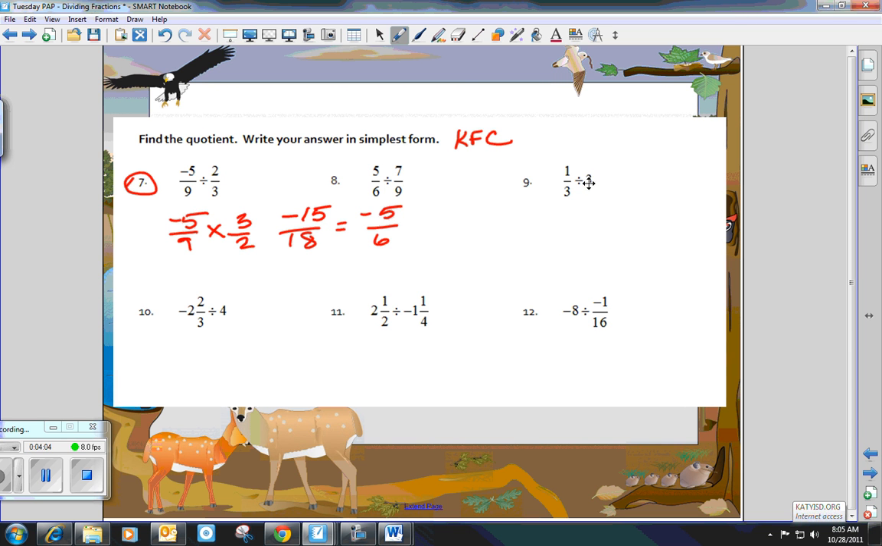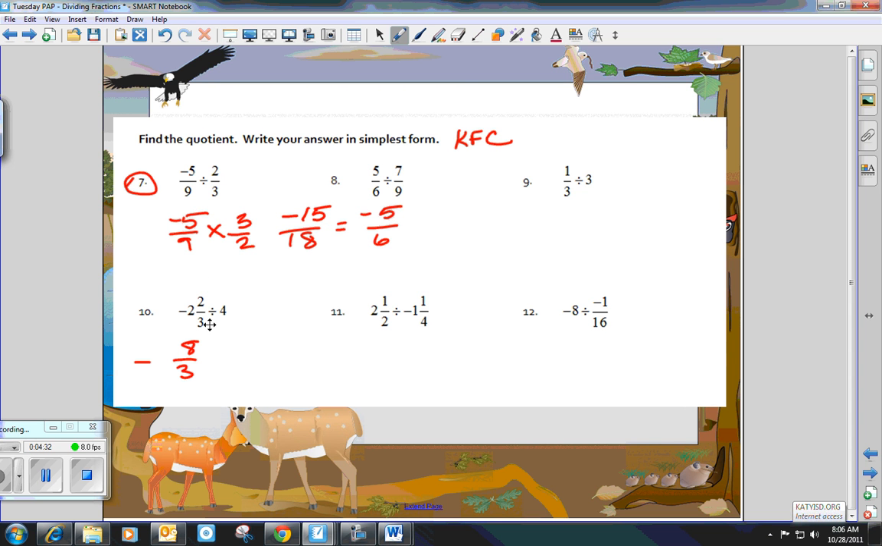Remember, your whole numbers get put over 1 to make a fraction. Also for number 10, you need to remember that if you have a mixed number, you've got to make it improper before you can divide or multiply. So 3 times -2 is -6. -6 plus 2. Actually, we're not going to make it negative right now. We're going to leave the negative off. 3 times 2 is 6. 6 plus 2 is 8/3. And then make it negative.